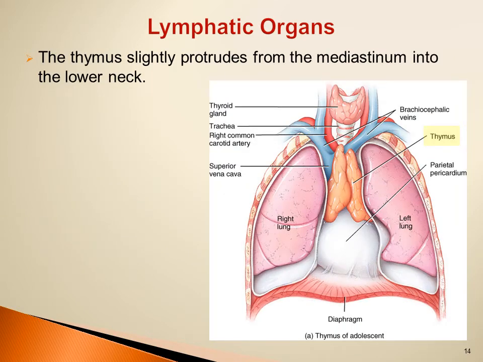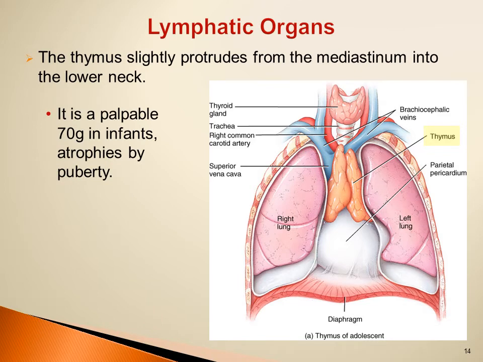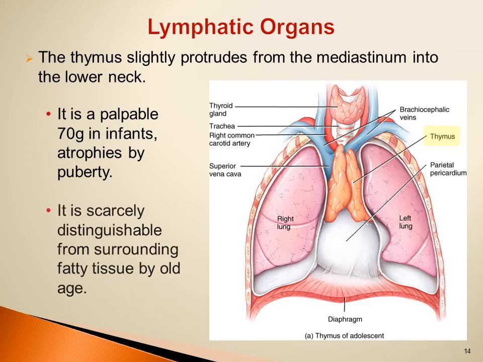The thymus slightly protrudes from the mediastinum into the lower neck. It is palpable in infants because it has a larger size and its mass is about 70 grams, and it atrophies by puberty. It is scarcely distinguishable from surrounding fatty tissue by old age. And as you see here, this is the location of the thymus.